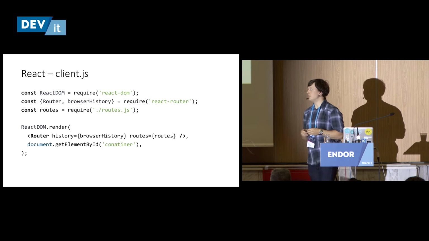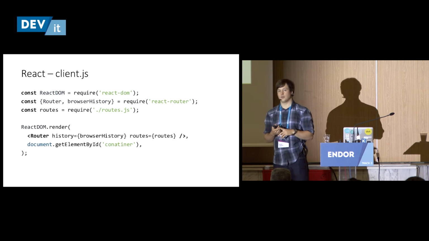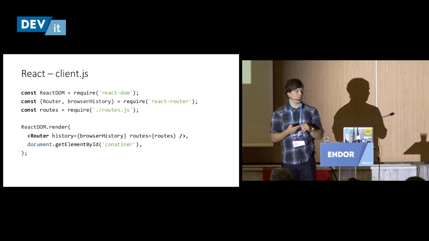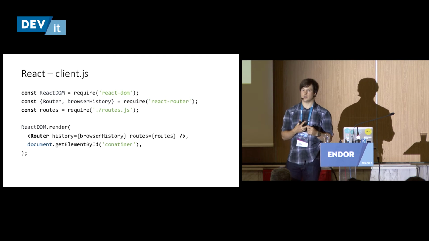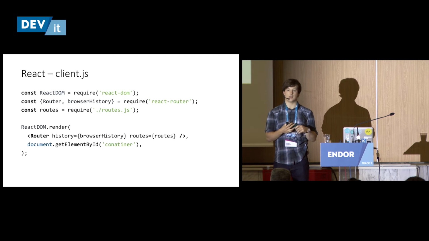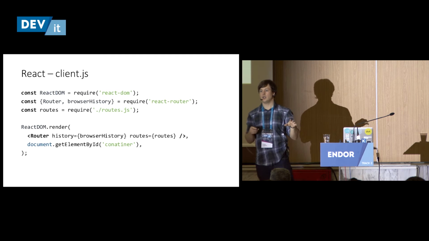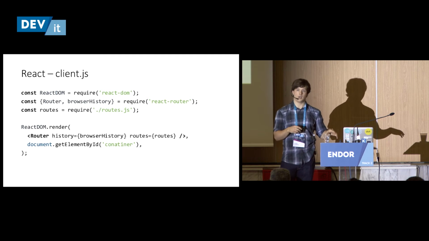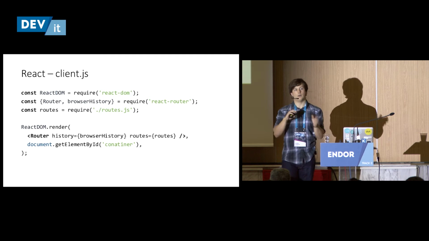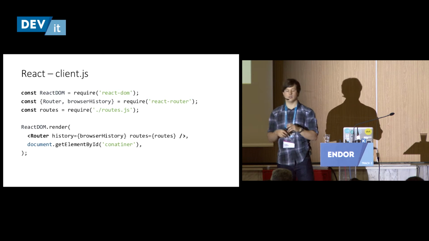On the client side, we can load in the router component from React Router. We give it the browser history as the history implementation that it should use, and we give it our list of routes, and then we tell it to render that into a container. And React Router will then bind to that history and sync correctly between the URL bar and what is rendered as the app. So you can do navigation and it will keep the two in sync.